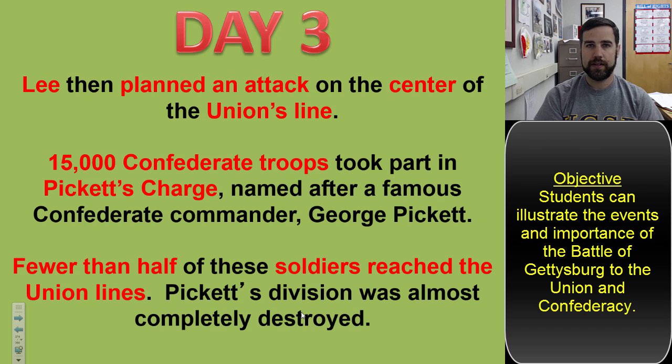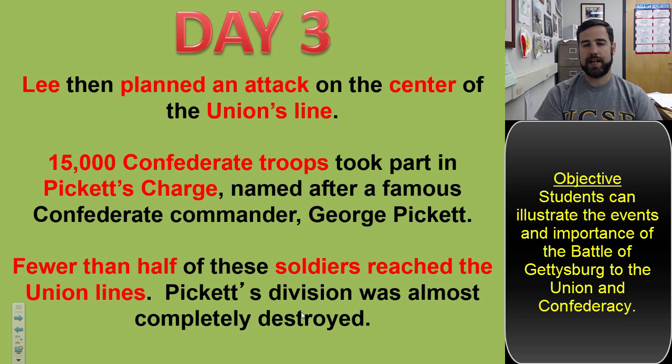So on the final day of the Battle of Gettysburg, Robert E. Lee plans an attack on the center, the middle of the Union Army's line as it stretches from one point to another. About 15,000 Confederate troops took part in this charge, so you have a huge chunk of the army leading this. This charge is named after a famous commander, George Pickett.